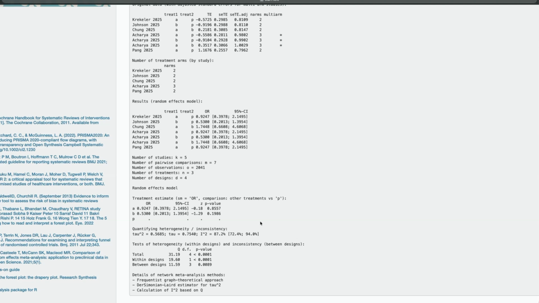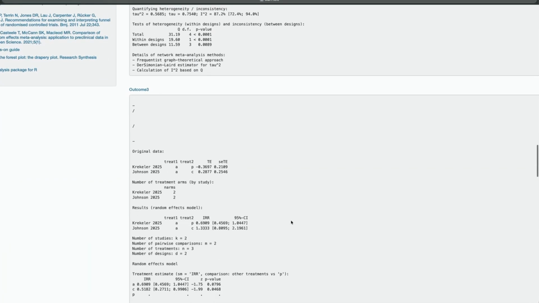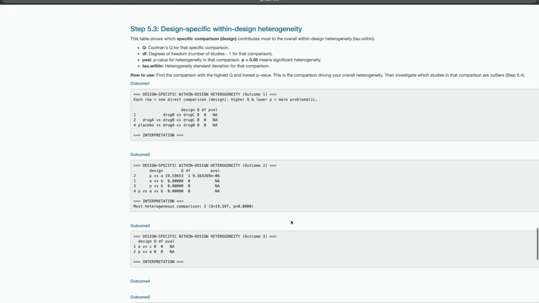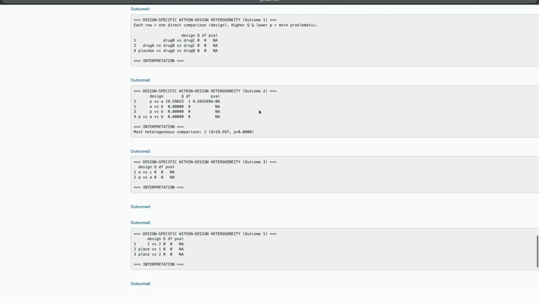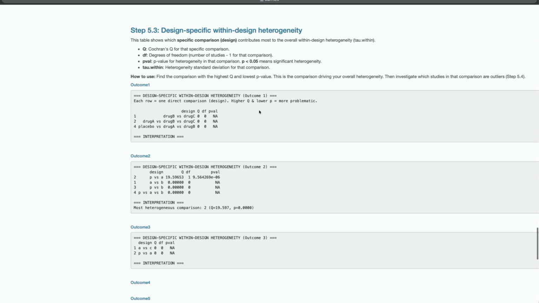Now let's move to step 5.3, design specific within design heterogeneity. This table breaks down exactly which specific comparison is causing the heterogeneity in your network. In our outcome 2 example, look at the design column. You can see P versus A has a Q value of 19.597 with a p-value less than 0.0001. This tells us that the heterogeneity is coming specifically from studies comparing placebo versus treatment A.